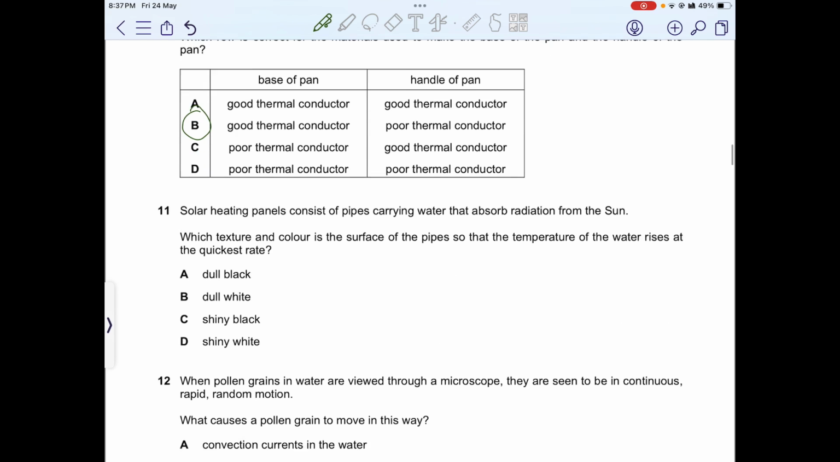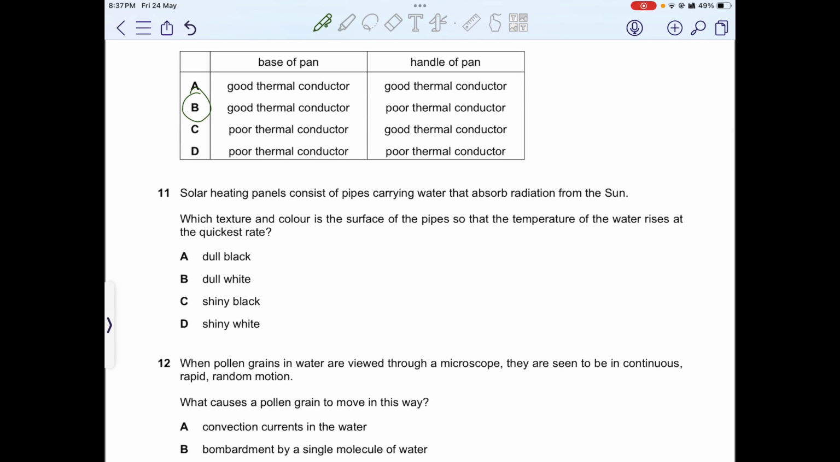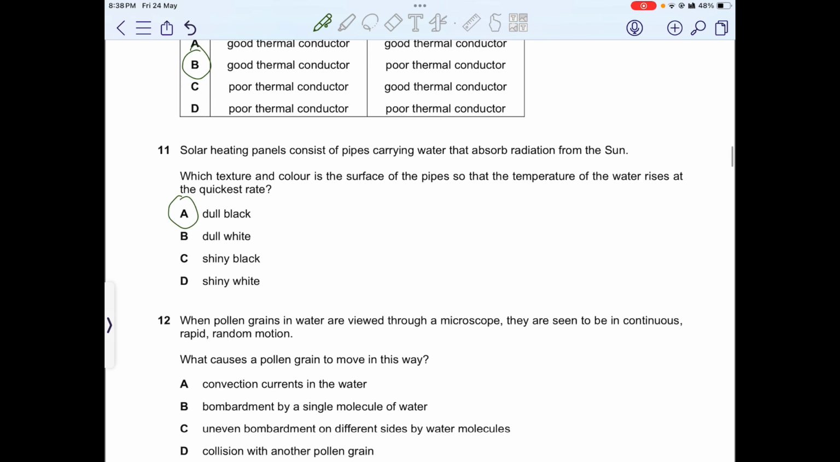Solar heating panels consist of pipes carrying water that absorb the radiation. Which texture and color should the surface of the pipe be so that the temperature of the water rises at the quickest rate? Remember that dull surfaces are the best absorbers and the black color is the best, so dull black would be the best. You can eliminate white, as it is a poor absorber. But what about dull and shiny? Remember, shiny would still reflect, whereas dull would absorb all of it. Therefore, dull is the best.